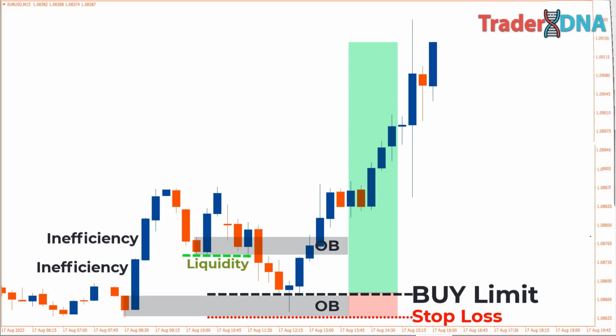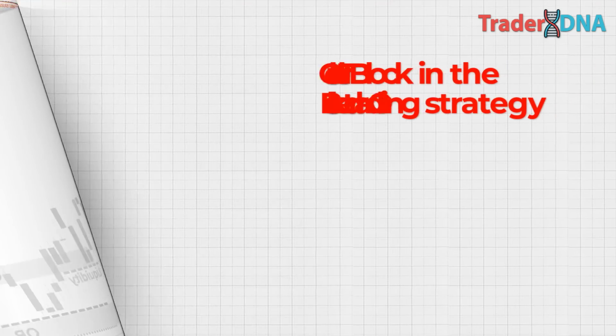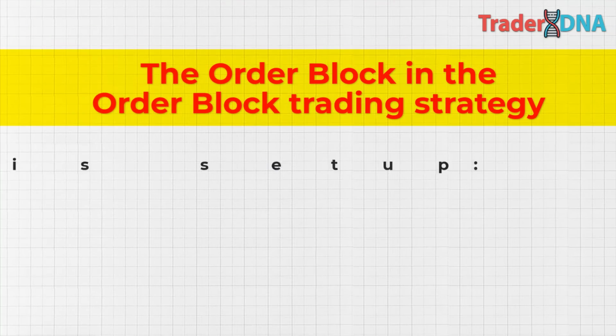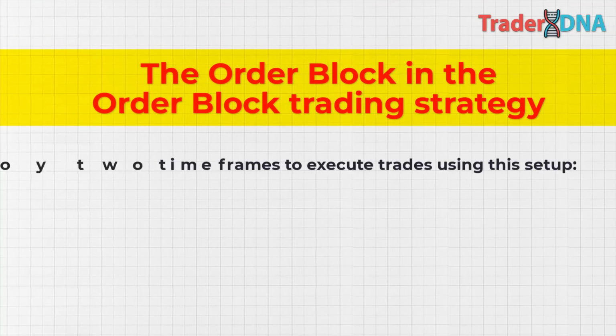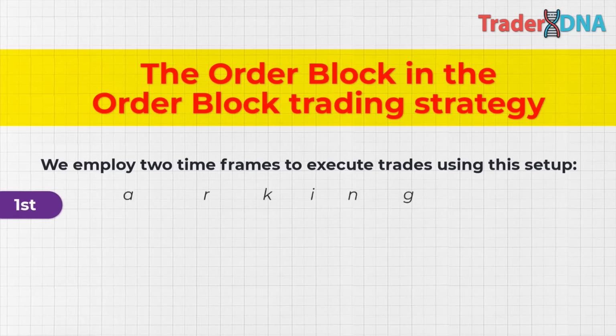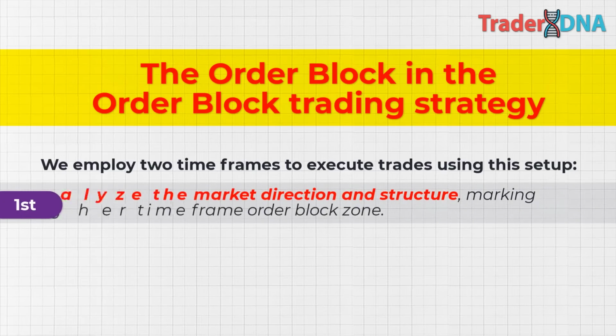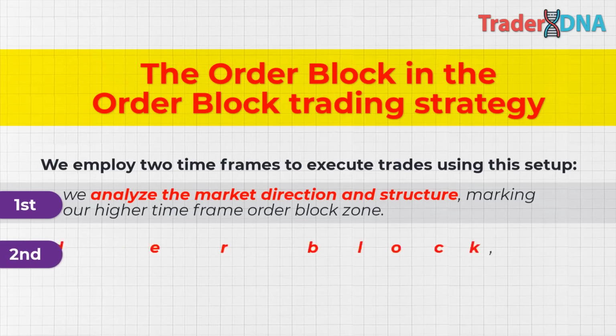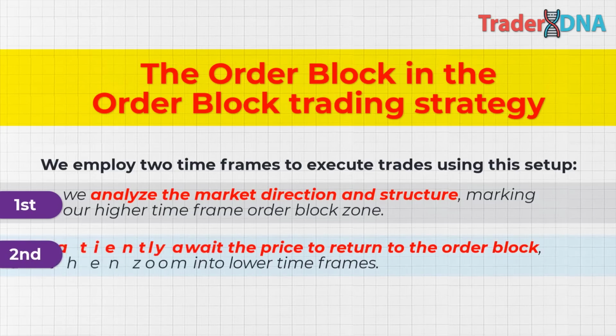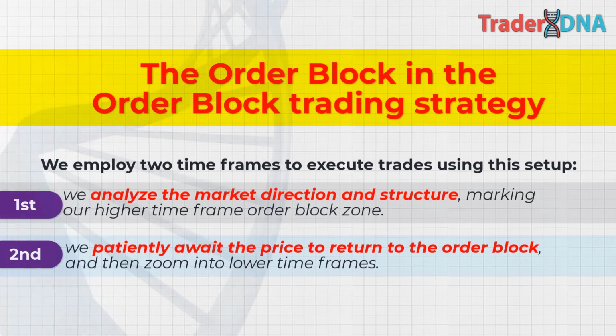The third trading setup is known as the order block in the order block trading strategy, and we employ 2 time frames to execute trades using this setup. First, we analyze the market direction and structure, marking our higher time frame order block zone. Second, we patiently await the price to return to the order block and then zoom into lower time frames.